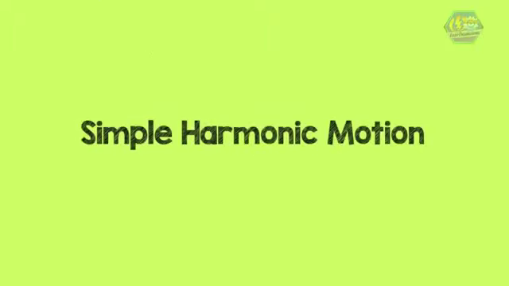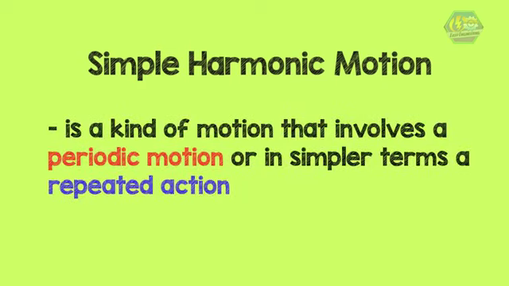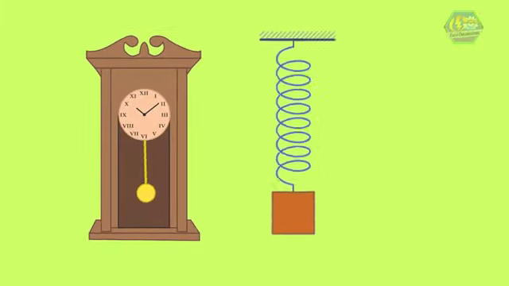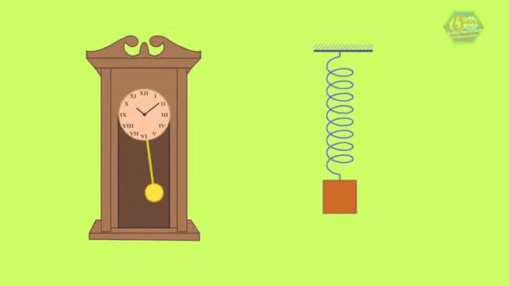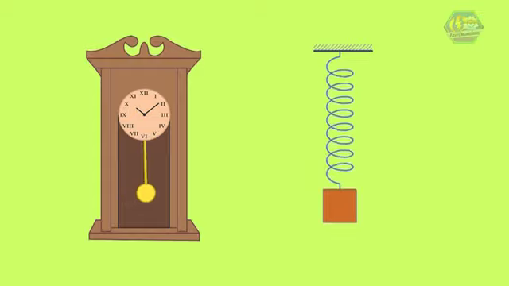So what's the first thing that comes to your mind when I say simple harmonic motion? Simple harmonic motion is a kind of motion that involves a periodic motion, or in simpler terms, a repeated action. Examples of this kind of motion are the motion of a pendulum on a grandfather clock or the vibration of a spring. So the best way to describe simple harmonic motion is through this example.